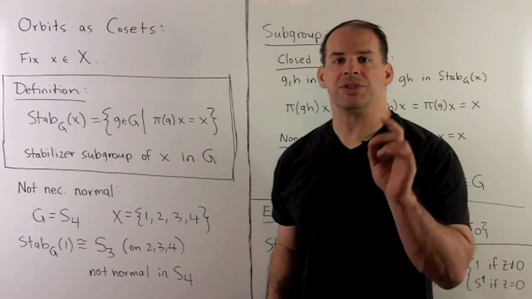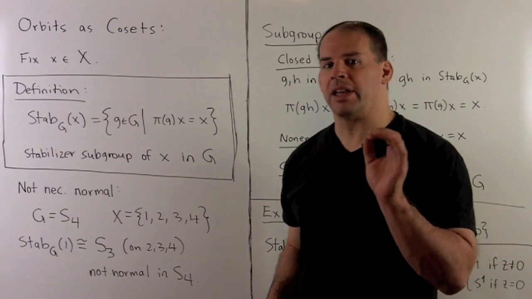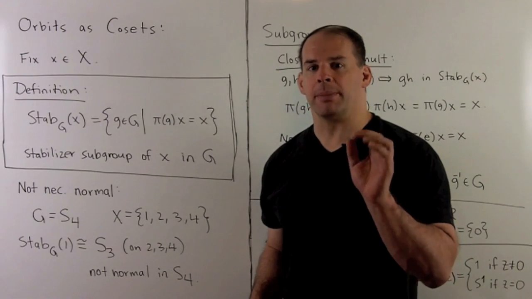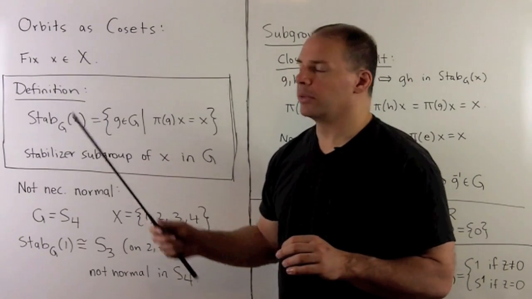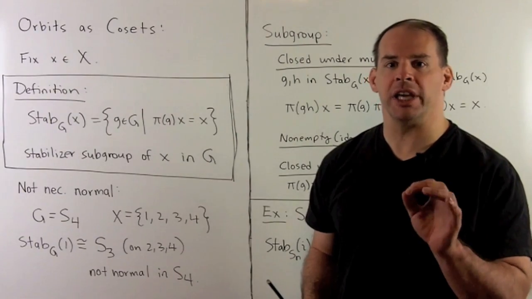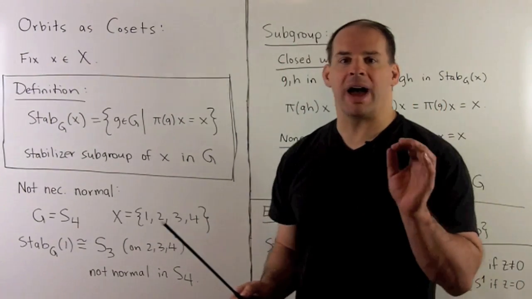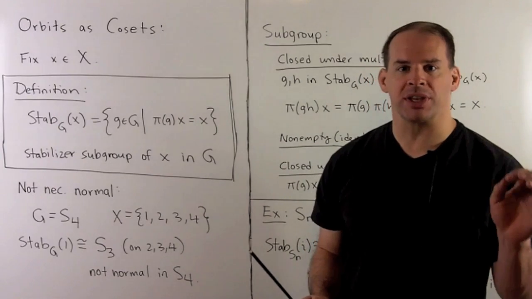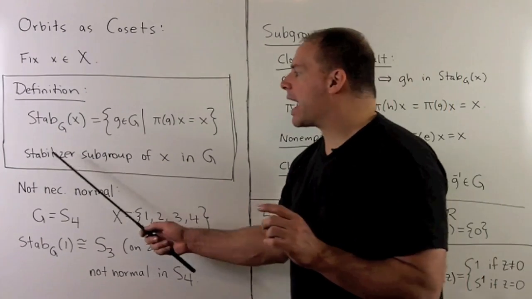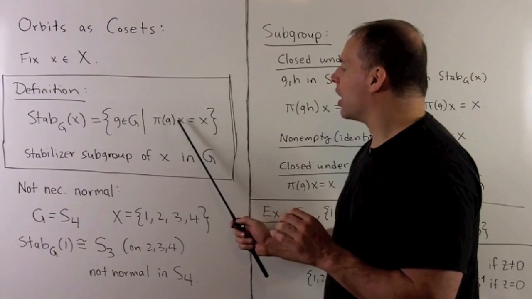Next, we consider orbits as cosets. For that, we need a definition. So we'll fix some X in our set. Definition: the stabilizer subgroup of X in G is defined as all G in the group, such that pi of G sends X back to itself. So stabilizer, because we want all elements in the group that leave X undisturbed.